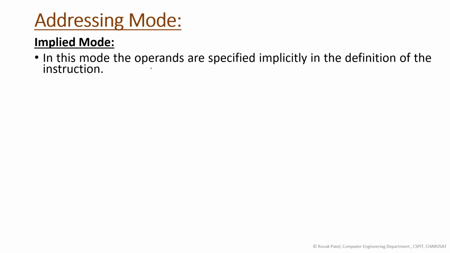Operand is specified in the instruction itself. Example, complement accumulator. So you just need to specify complement, right? And where is your operand? Your operand is already in the accumulator, so no need to specify it, right? When you use this complement, it will take the value of the accumulator and complement it. So we have not specified the operand here, just the operation.